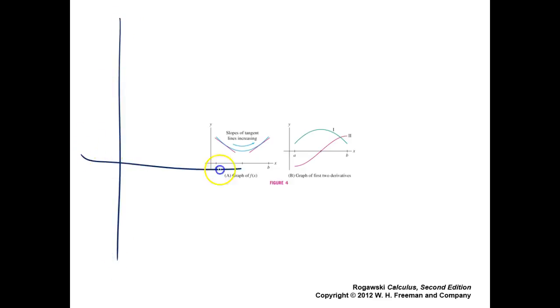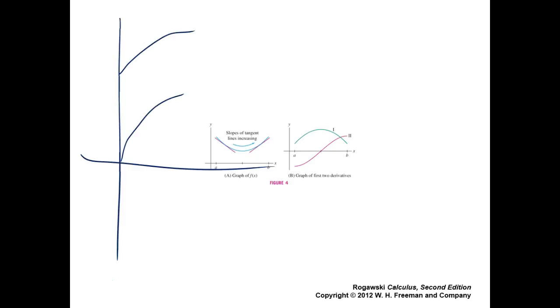I would suggest something that looks like this. Well, let's start them like this. Okay? You see the first derivative is positive, but the rate of its change is negative. Okay?